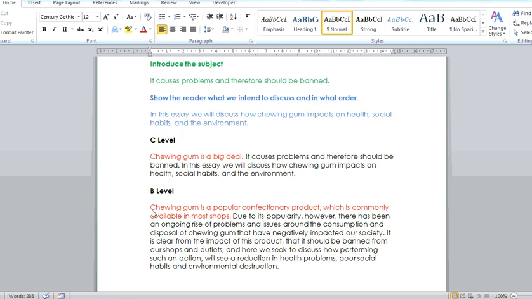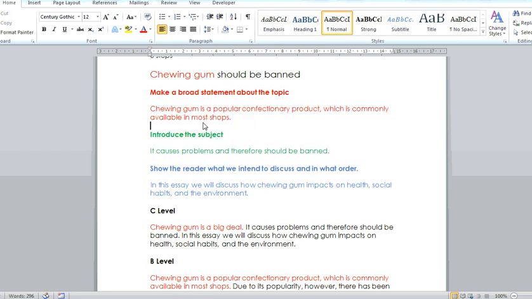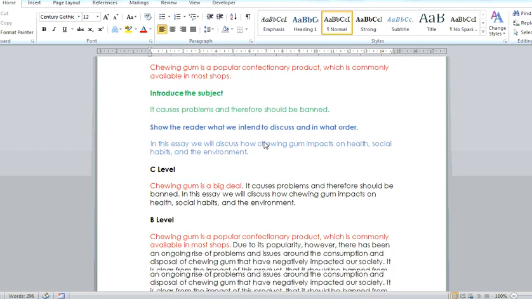Okay, so you can see that all we've done here is, rather than saying chewing gum is a big deal, which sounded a bit simplistic and things like big deal sound a bit casual, almost like someone's using slang, we've just tried to be a bit more formal and a bit clearer in what we've said. Chewing gum is a popular confectionery product which is commonly available in most shops.